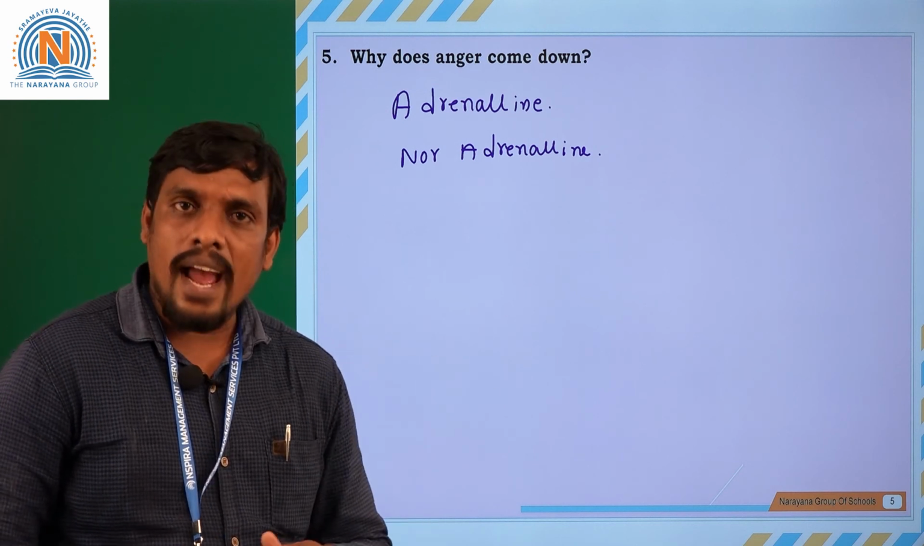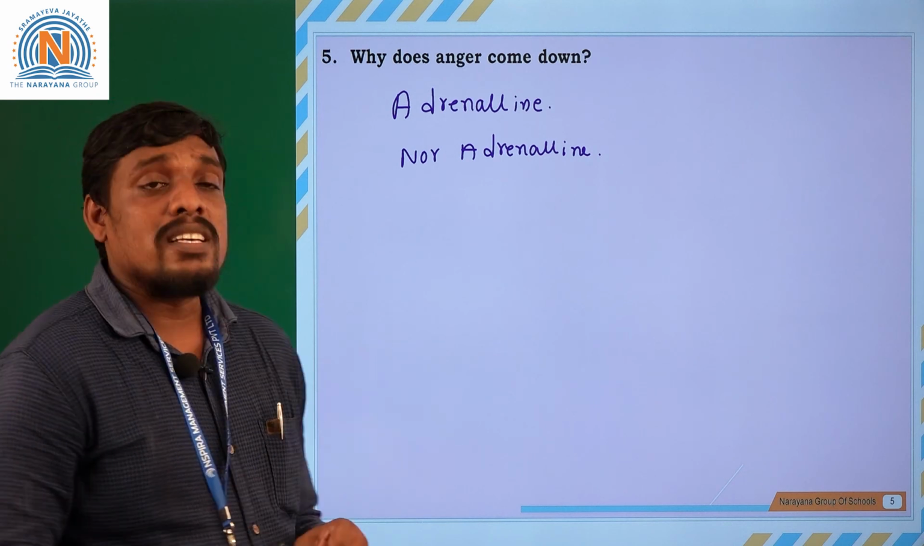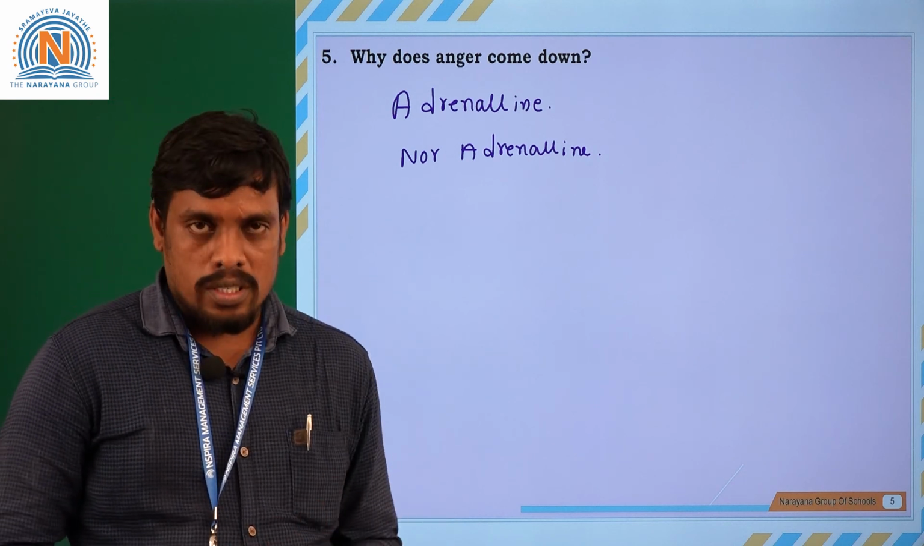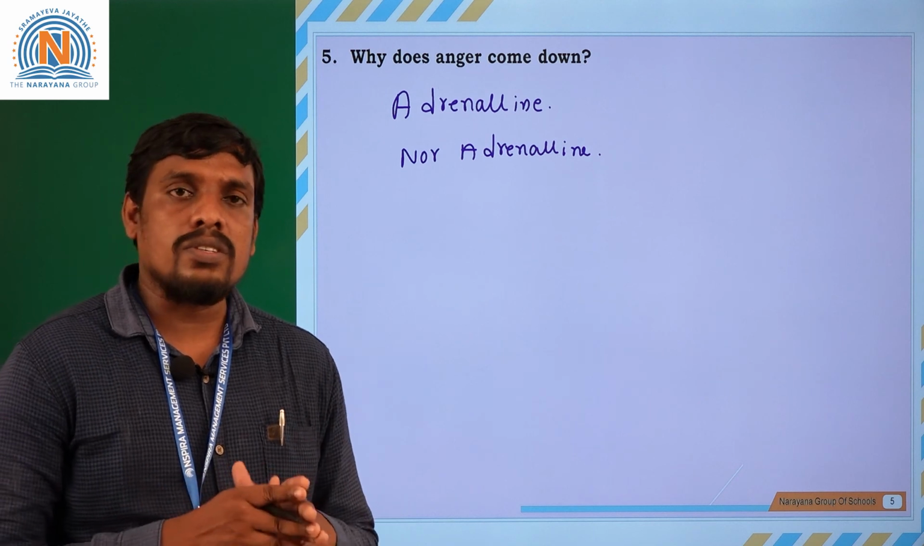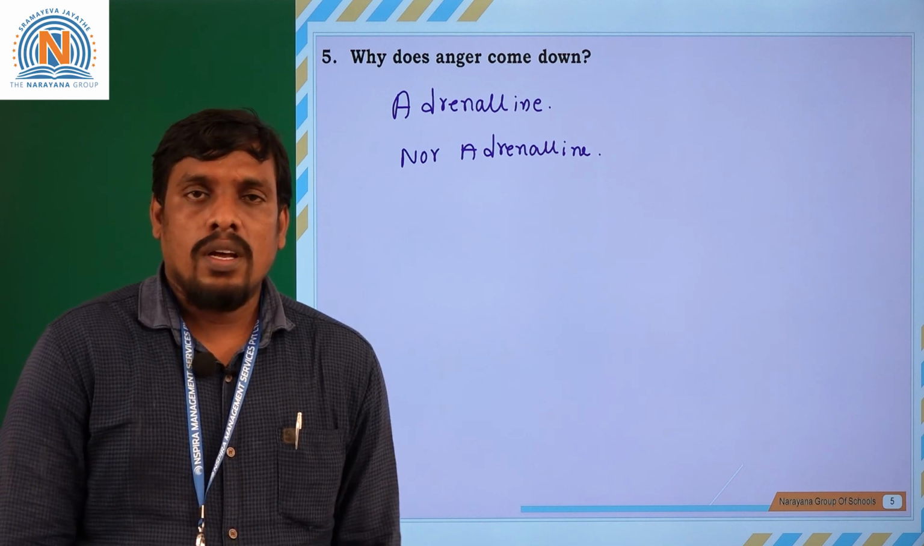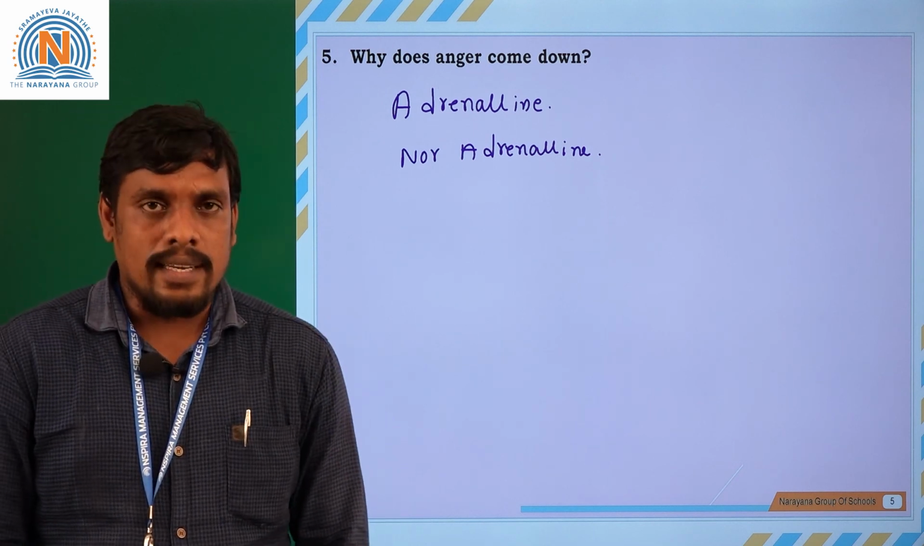That is considered as anger. When noradrenaline is secreted, the anger comes down. All these functions are under the control of hormones. Clear, students? This is an exciting assignment key.